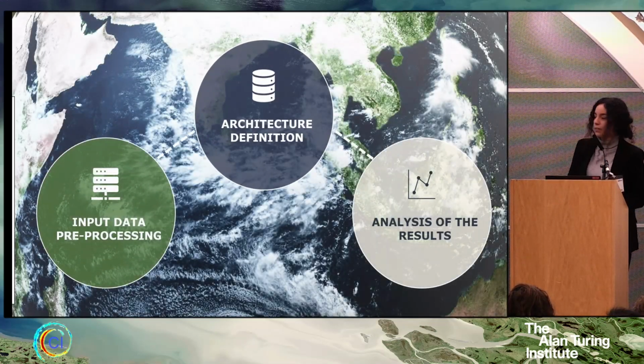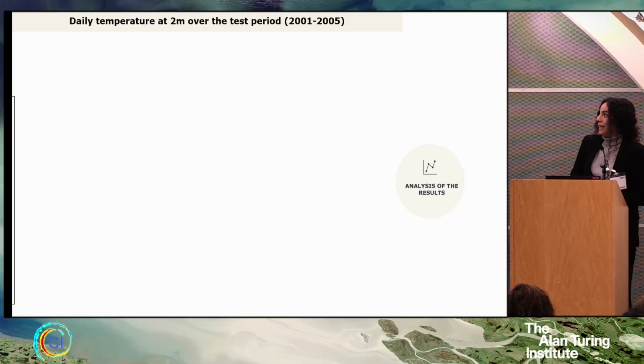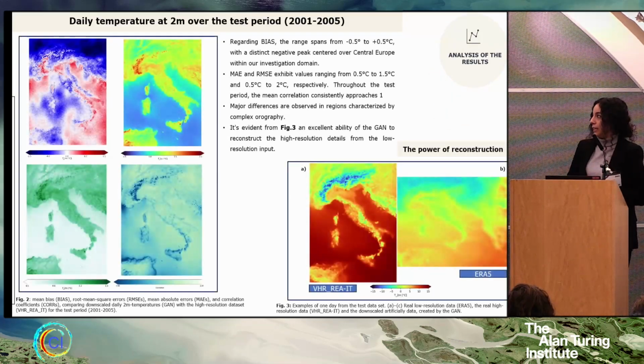Now we go to the results. We analyzed different fields, but the first one is the daily temperature at 2 meters. This activity is done. The others are ongoing.